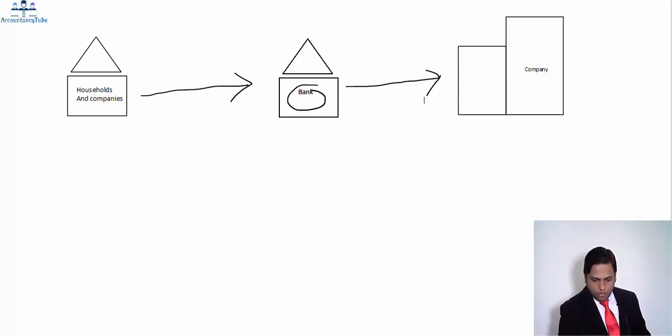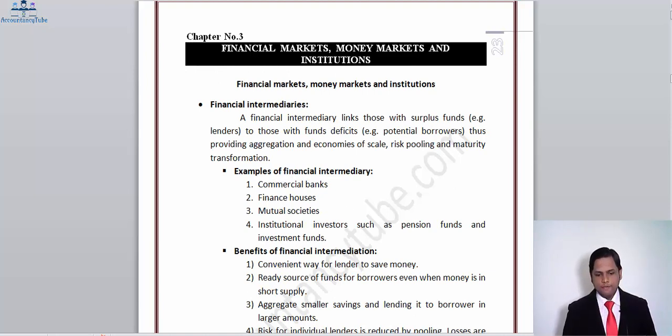Moving on to our next area, examples of financial intermediaries. The first is commercial banks. Banks, as I've just told you, take funds from households and companies and give them to the businesses and companies that are in dire need of those funds so that they can expand their businesses. Then we've got financial houses. Financial houses mostly involve brokerage houses. What they do is persuade businesses, banks, and individuals to invest in particular stocks or shares.